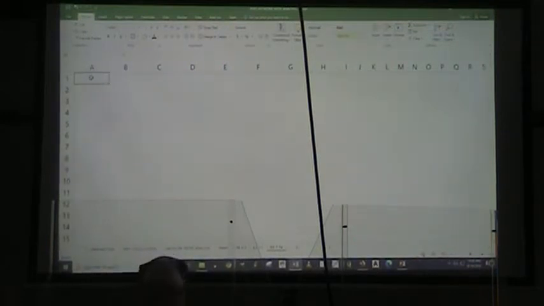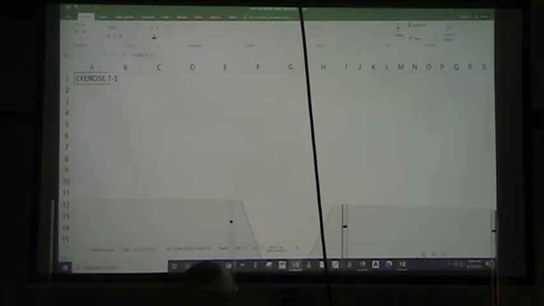All right, so I am going to do exercise 7-1 from your textbook, and that is on page 244.